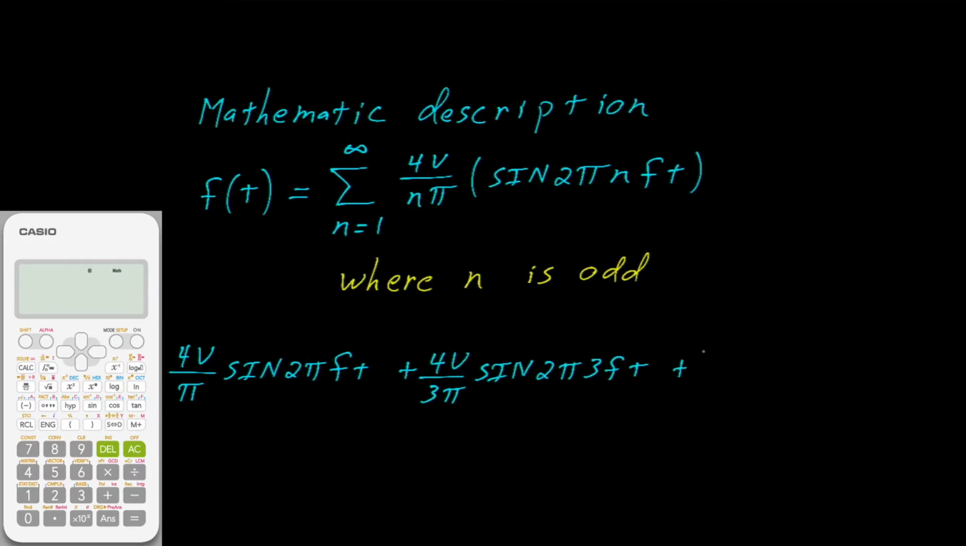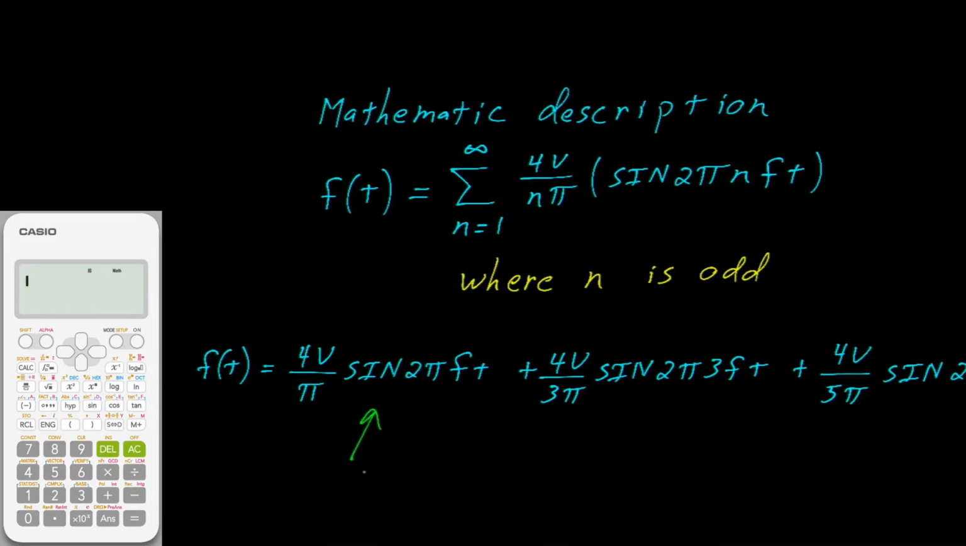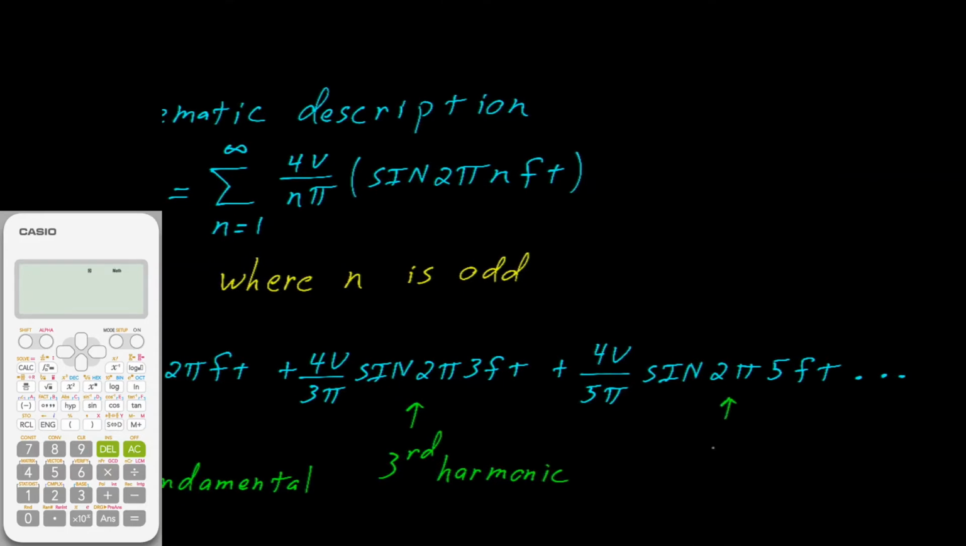ft plus 4V over 5 pi sine 2 pi 5, because this time we're talking about the fifth harmonic, ft, and that would continue on for infinity. This is the fundamental. This describes the third harmonic. And of course, this describes the fifth harmonic.